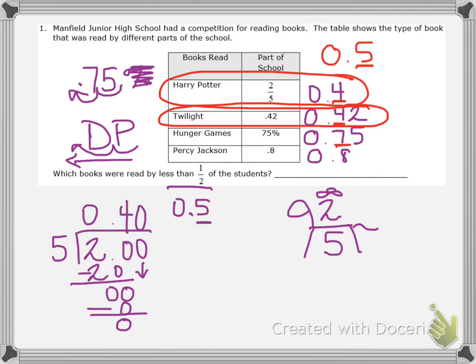Hunger Games has a 7 in the 10th place. So that is larger than a half. So more than half of the students read that book, that would not be an answer choice. Percy Jackson has an 8. That means that more than a half of the students read that book, so that is also not an answer. So you should have gotten Harry Potter and Twilight.